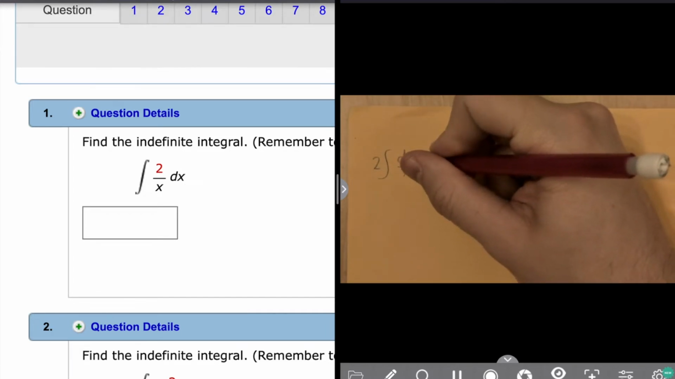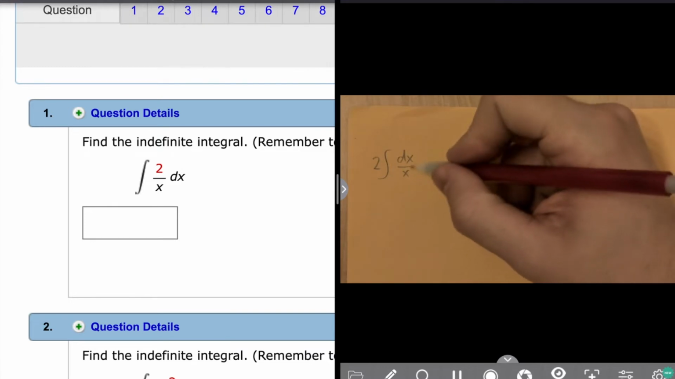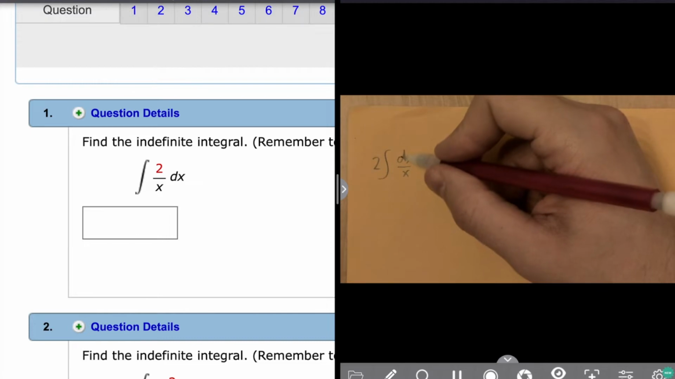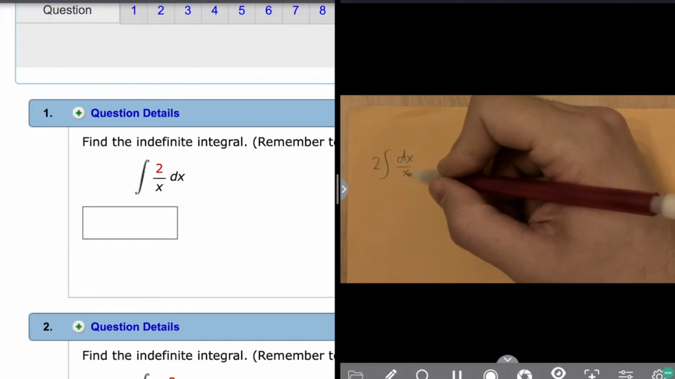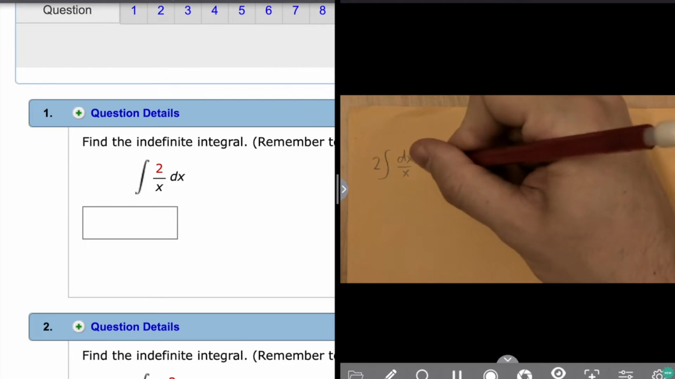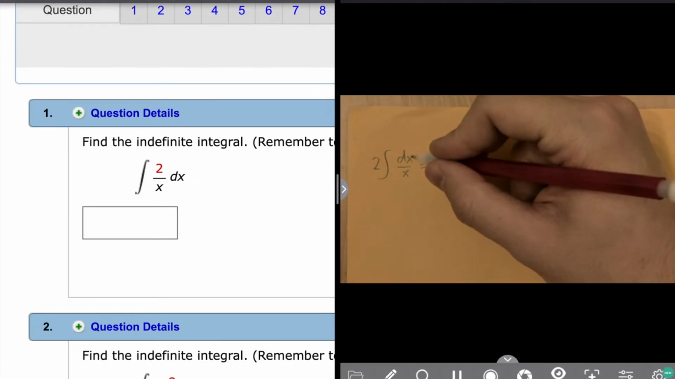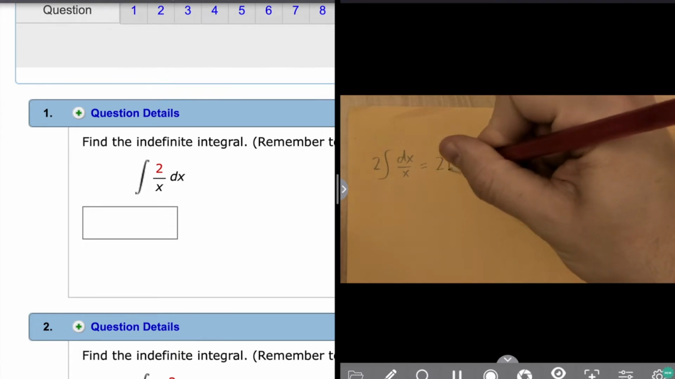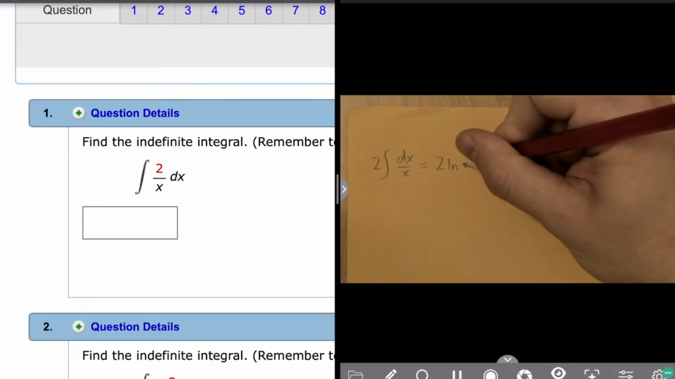Yes, I do have 1 over x dx, or sometimes I like to write it like this because this literally says, what do I have? I have the derivative of x over x. I've got the derivative of something over itself, and that should sound familiar. Derivative of something over itself comes from ln. So this must be 2 ln of x, but when we integrate to ln, there's one extra step.